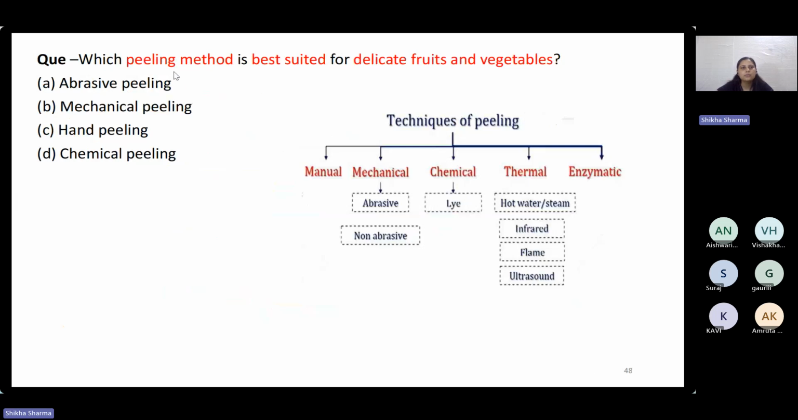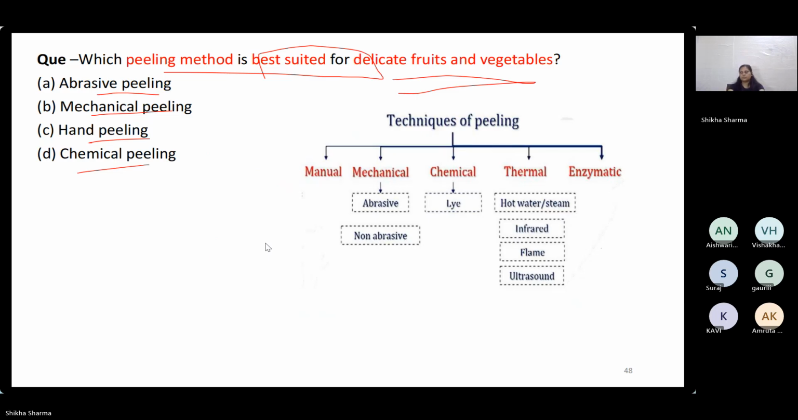Next question, let's see. Which peeling method is best suited for delicate fruits and vegetables? Abrasive, mechanical, hand peeling, or chemical peeling. Anyone would like to answer?